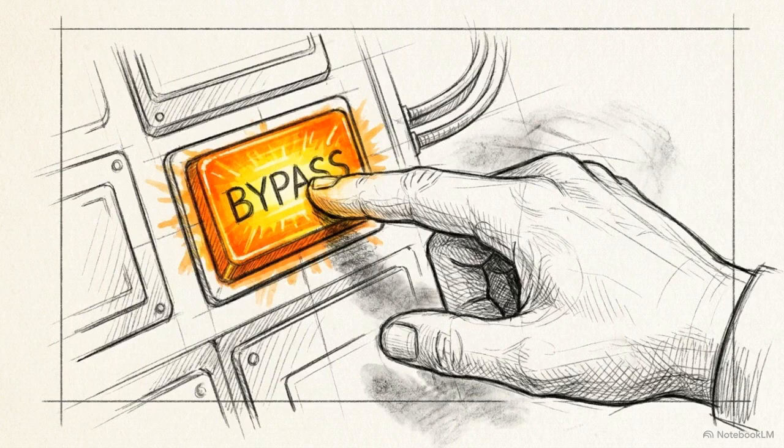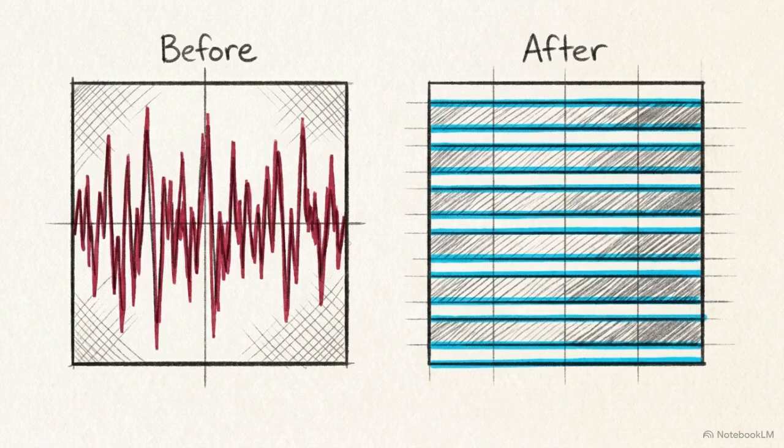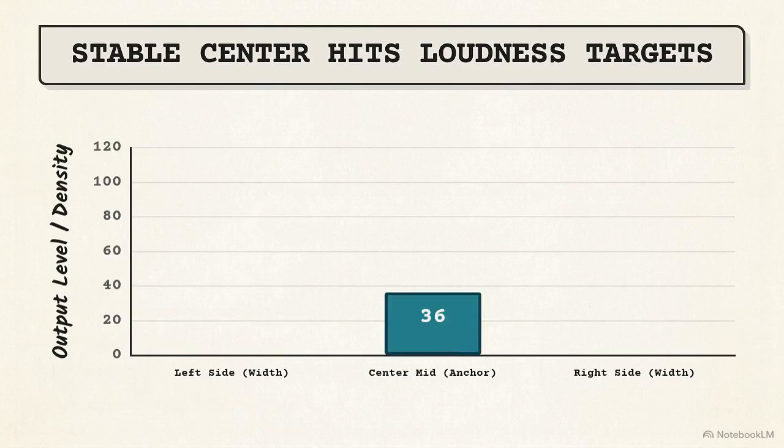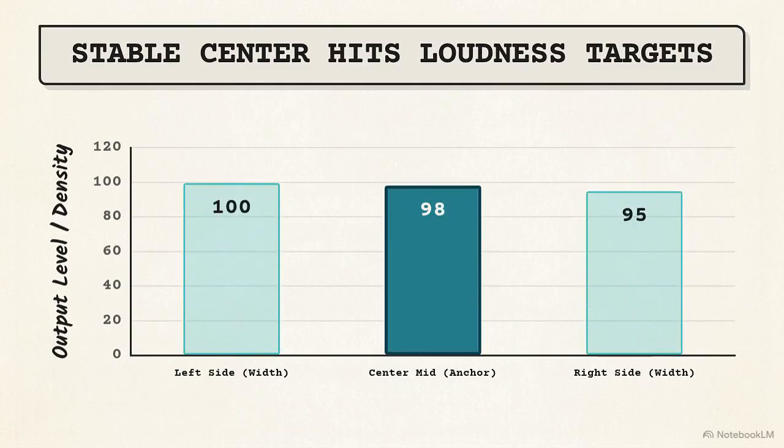To check your work, perform an A/B test by bypassing the entire plugin chain. When you toggle it off, the harsh, ear-piercing artifacts of that original raw file are exposed. When you toggle the chain back on, as seen on the right, the difference is clear. The center is stable, the sides are unaffected, and the file hits its loudness targets without distortion.